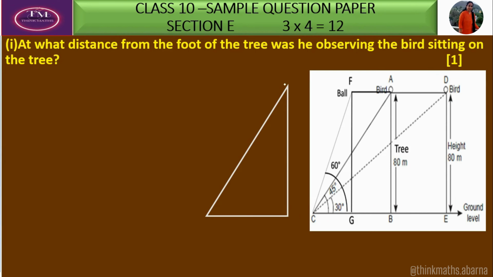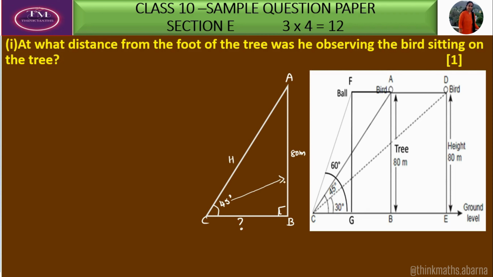Okay. So let me draw the triangle ABC. We have to find out BC. Angle of elevation is 45 degree. Height of the tree is given as 80 meter. Okay. So these are the data given. Now we have to find out BC. So this is 90 degree. So this is the hypotenuse side.